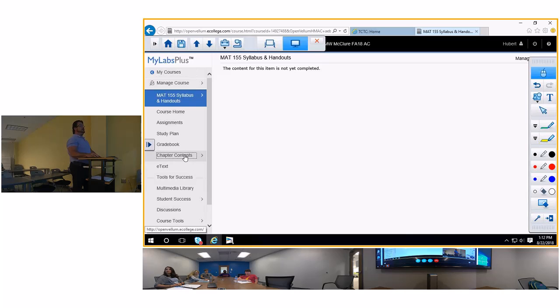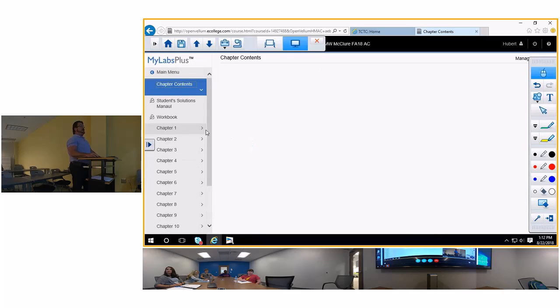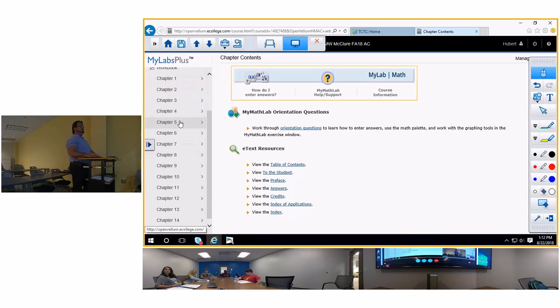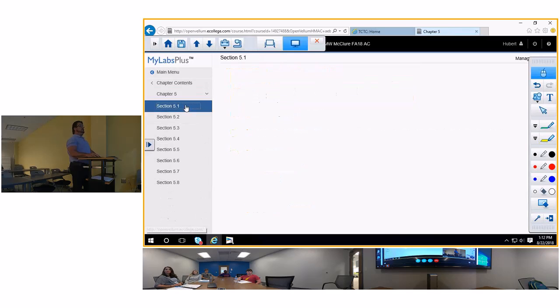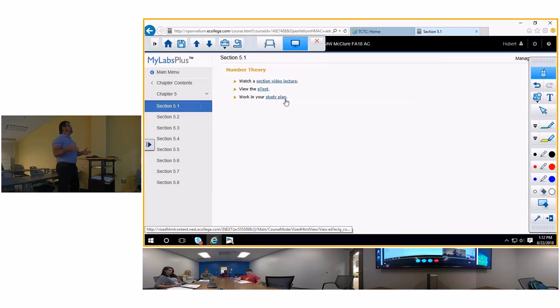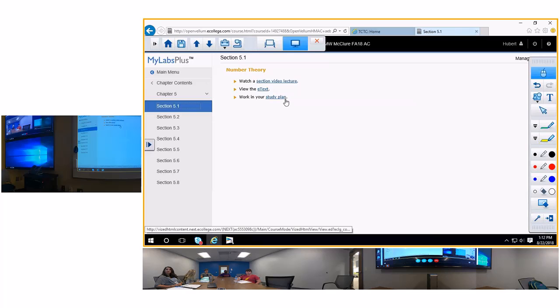Chapter contents. I think one of our first chapters is chapter 5. 5.1. You pick out. That's why the outline is so important. That outline that I told you to get, which is on the syllabus, that's why that one's so important. So you can go through and print out the sections that we're going to cover.